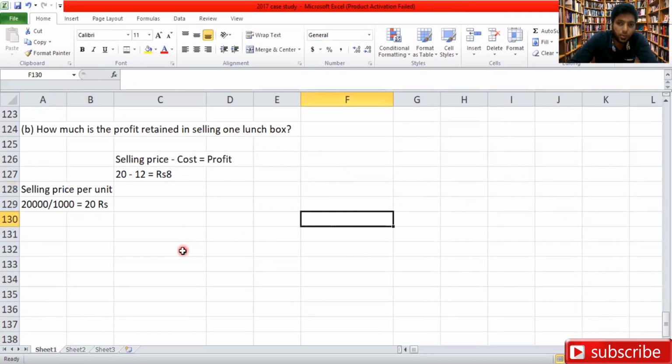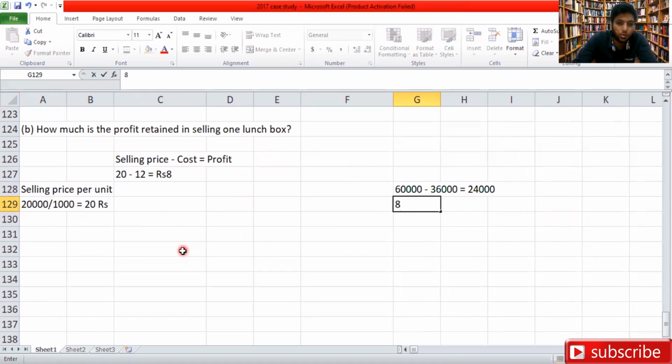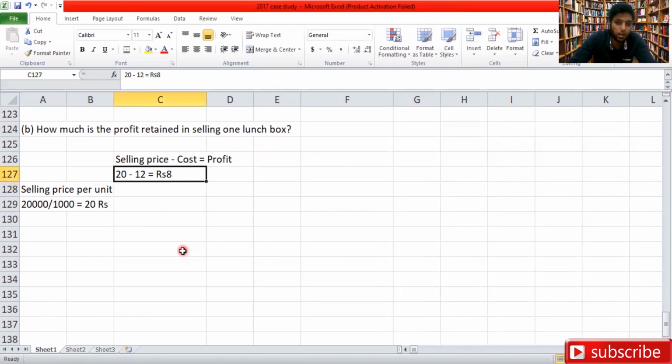If they are not asking this way, if they ask for the group in total, you could have taken 20,000 plus 40,000, 60,000 was your sales, minus 36,000 was your cost. Actual profit was 24,000. This is how you can take it. This is an easy way to get the answer in the exam. I hope you understood the ways, but they have asked only one lunchbox. So if you know how to do this, this is more than enough.